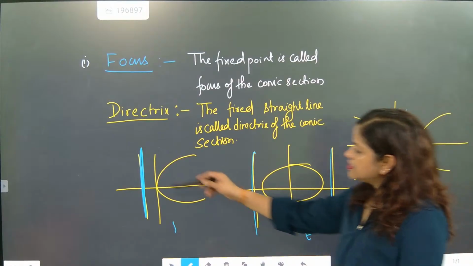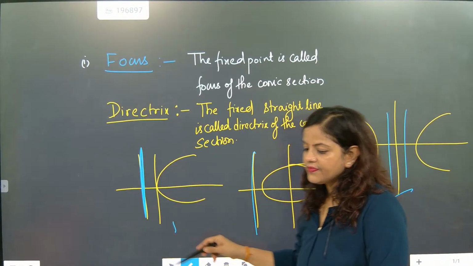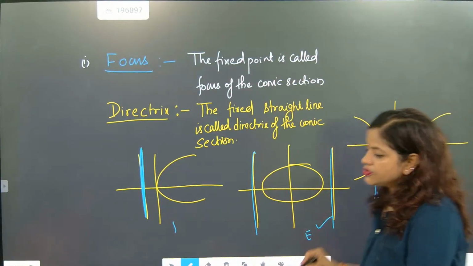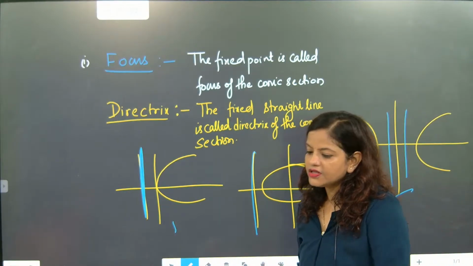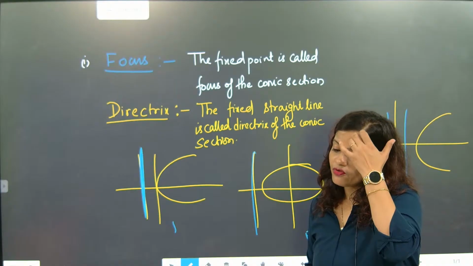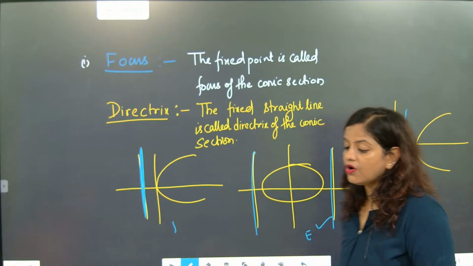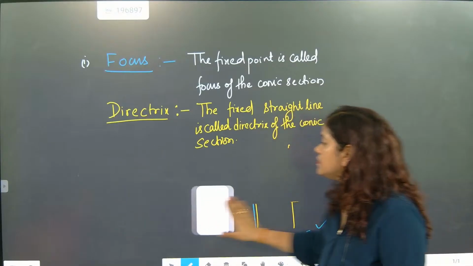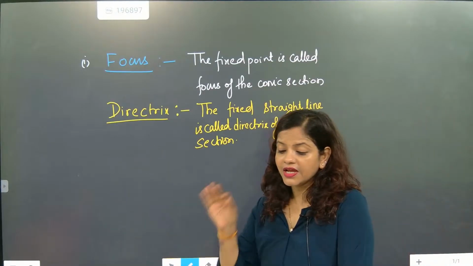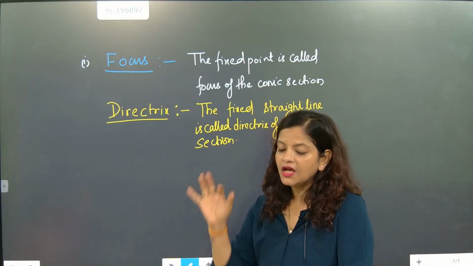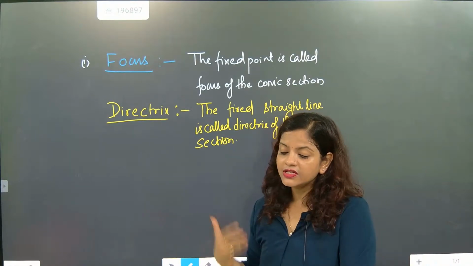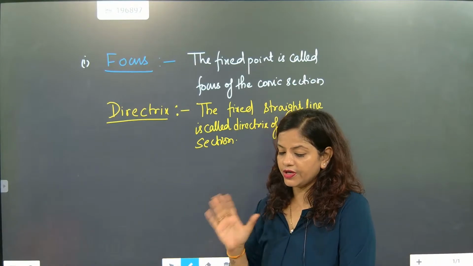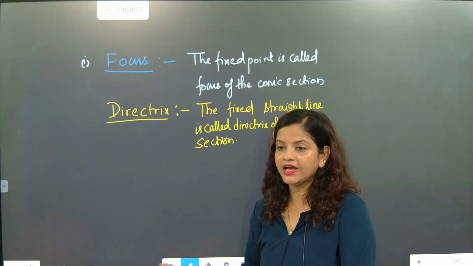Because this is the fixed straight line, this is the definition of directrix. So, where there is a fixed point and a fixed line, and the third and most important thing, the entire game is for focus and directrix only, beta. When we are studying conic section, we need one fixed line and a fixed point, and with that only we play the entire game.